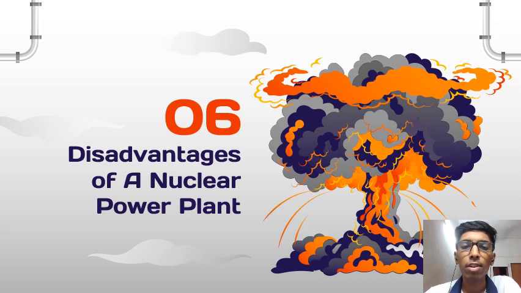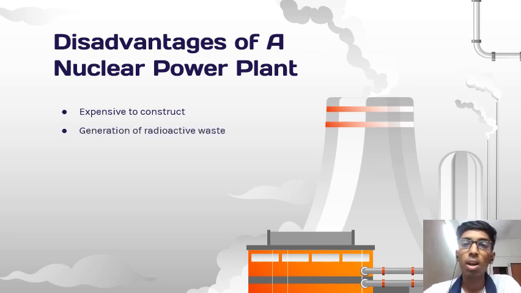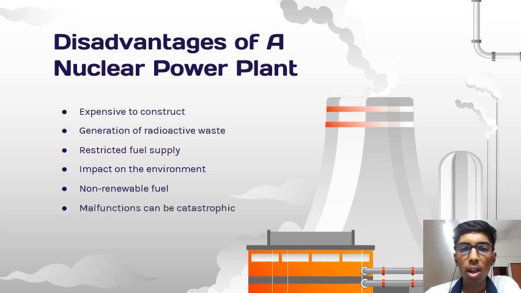And there are some disadvantages of a nuclear power plant. Let's look at them. So first is expensive to construct. It is quite expensive to construct a nuclear power plant. It generates a ton of radioactive waste, which is really harmful for our environment. Restricted fuel supply, because obviously the nuclear fuel is kind of restricted. Impact on the environment, it doesn't have a really good impact on the environment. The fuel is non-renewable and you cannot use the fuel again. And the malfunctions can be catastrophic.